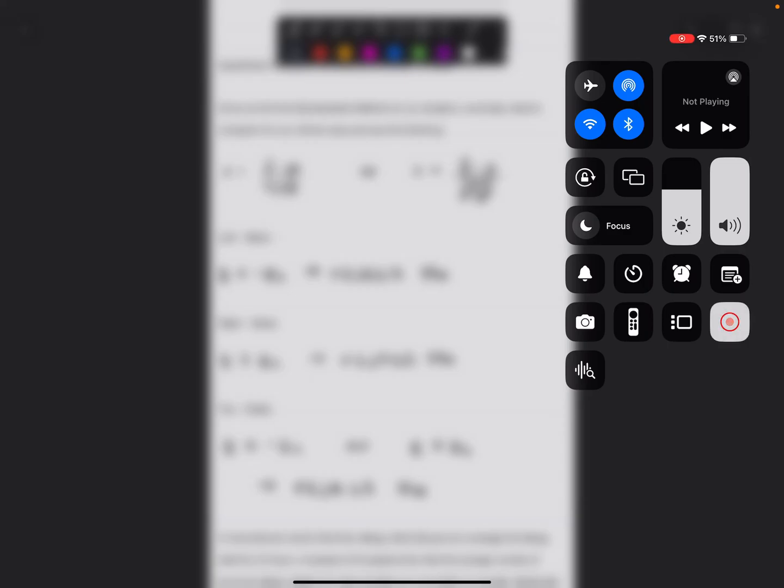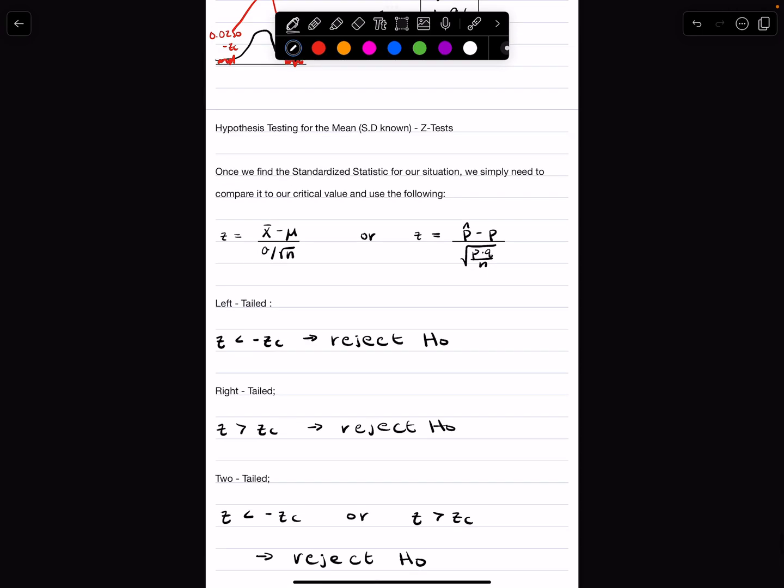Hello everyone, this lecture video is going to be going over hypothesis testing for the mean where standard deviation is known. And just like with last chapter, when standard deviation is known, that means we're going to be using z-scores. So this is also known as a z-test. Now, we're going to use everything that we learned in the last lecture video and what's on this page right here, and then we're going to jump into an example because then we have everything under our belt that we need in order to perform a z-test or any type of hypothesis test.